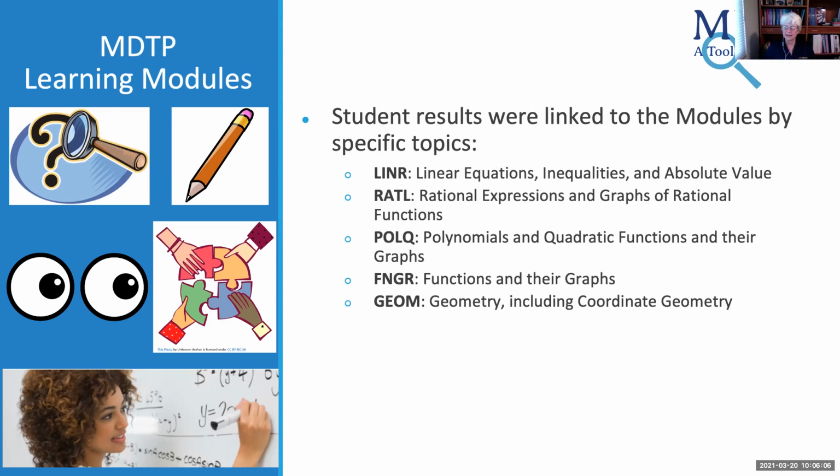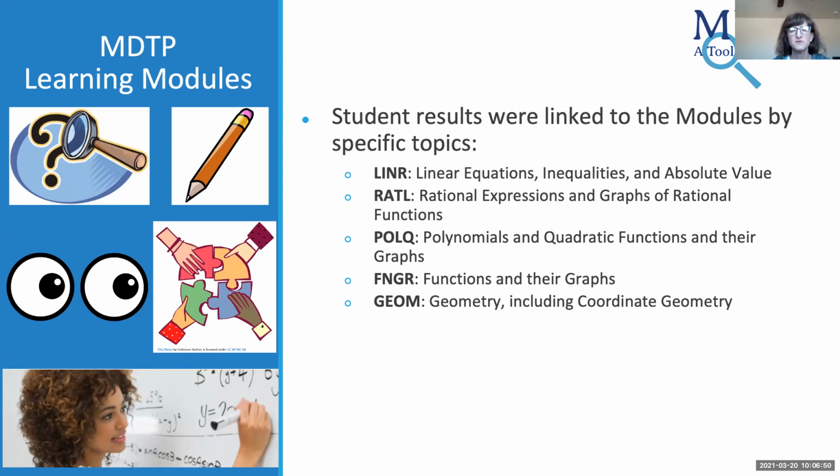The topics that are in the modules, if you've given the test before, you probably recognize these acronyms from the different tests that you have given. Not all tests have these 5 topics on them, but particularly in the secondary, these probably all occur. So the linear, you see this in your class reports, are linear situations. Rattle refers to rational expressions and graphs of those functions. PolyQ are polynomials with an emphasis on quadratics, functions and their graphs, and the geometry also includes coordinate geometry.